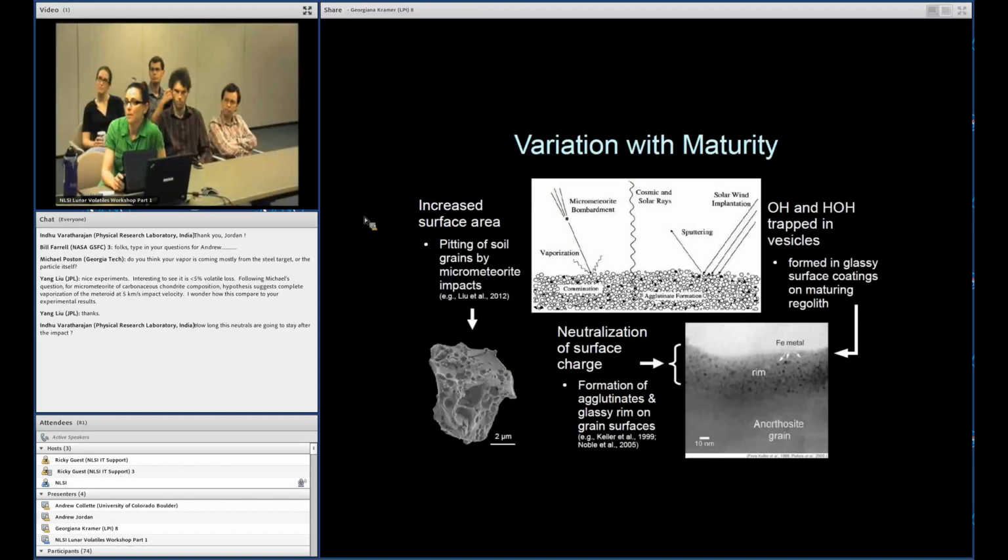increased surface areas due to pitting of soil grains by micro impacts, which could allow for more surfaces for hydroxyl and water to stick. Conversely, you can have neutralization of the surface charge because of these glassy rims being formed, and therefore not providing a net negative charge for a surface, so the hydroxyl wouldn't really want to stick so much. Or you could have hydroxyl and water trapped within vesicles or within the grain being diffused within.